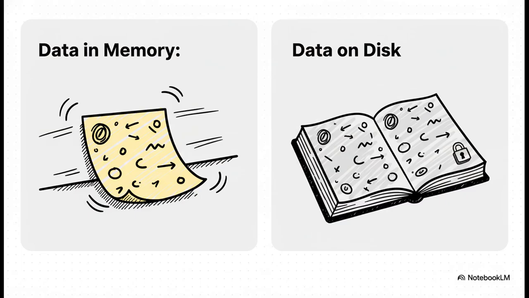This slide really breaks it down. On one side, you have data in memory. Think of this like writing on a whiteboard. As soon as you turn it off, boom, it's gone. On the other side, you have data on disk. This is our goal. This is persistence. It's like writing in a notebook. It stays there, it remembers what the user did, and for any real app, this is absolutely essential.